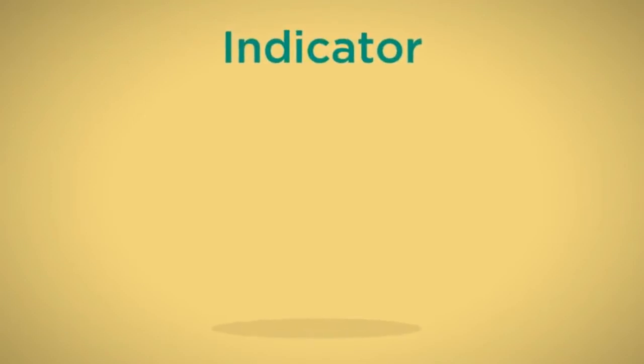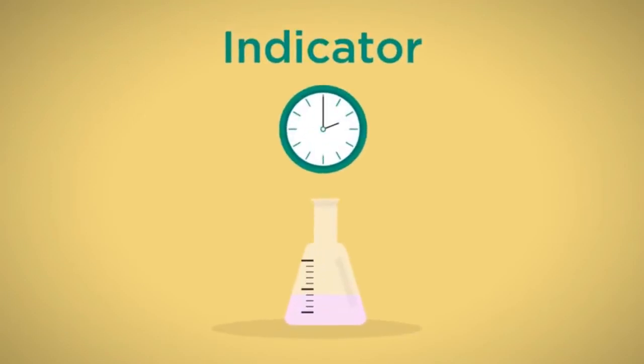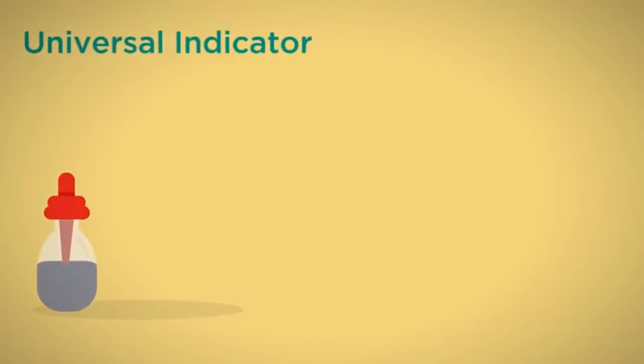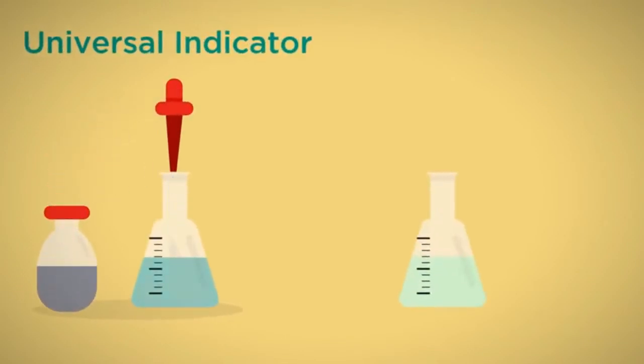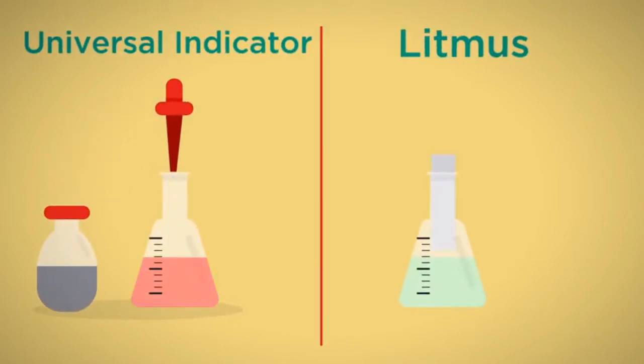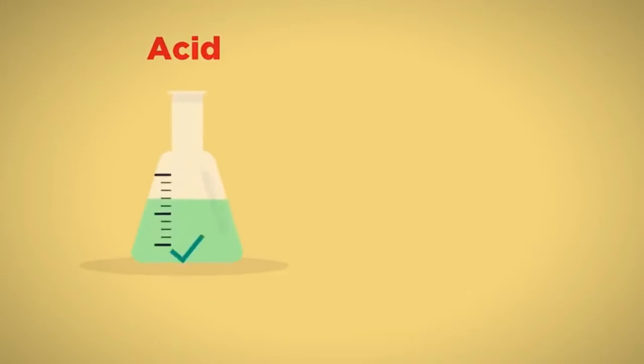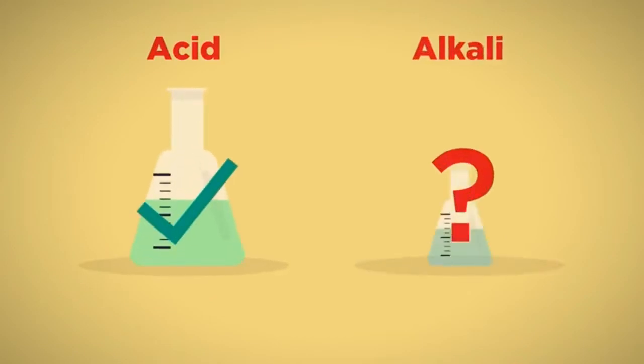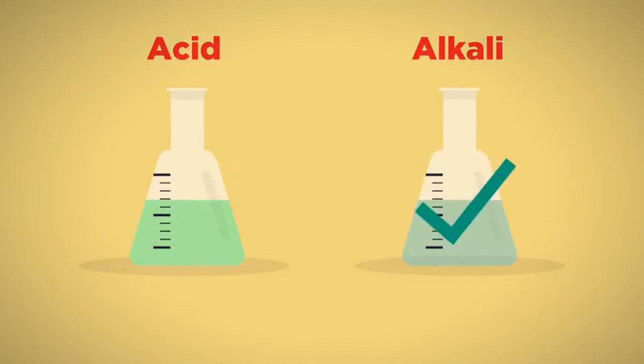Depending on what indicator you use will depend if the color change is gradual or a sudden change. If you are carrying out an acid-alkali titration, you may use a universal indicator which would give you gradual color change, whereas litmus would give you a sudden color change. Sometimes the acid may be the known solution and the alkali unknown, and other times the alkali the known and the acid unknown.